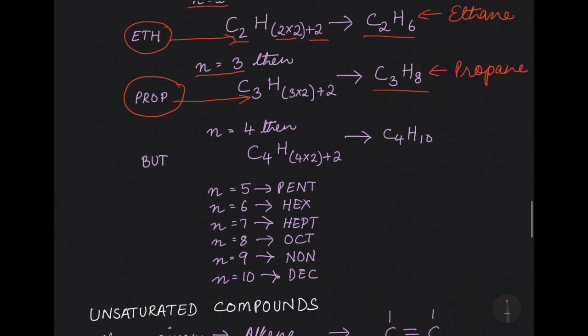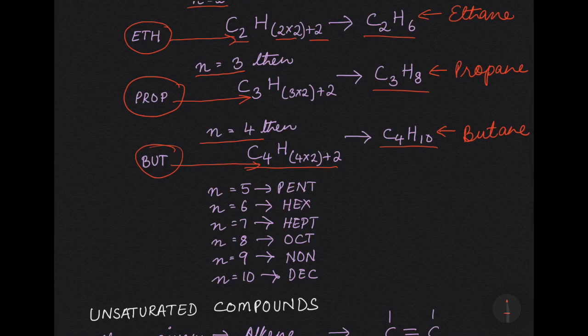If it is 4, then when you work it out, you'll get C4H10. So if the number of carbon atoms is 4, then the term that we use is but. So it becomes butane.